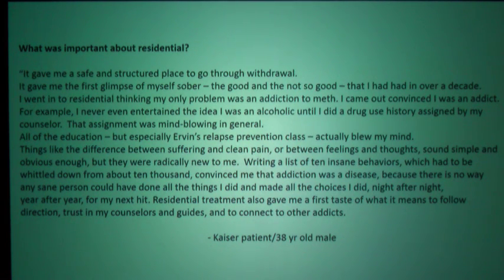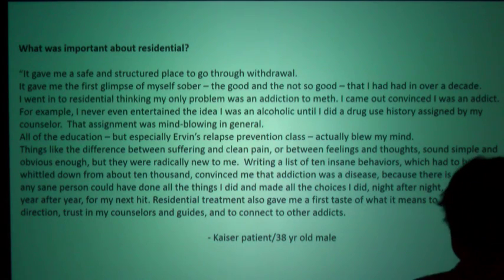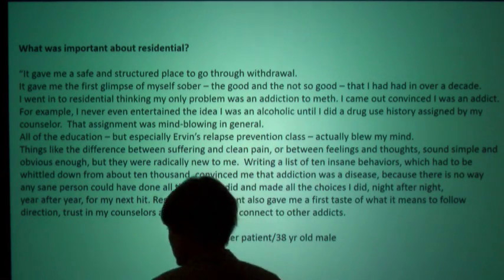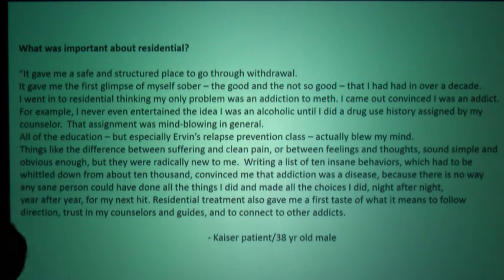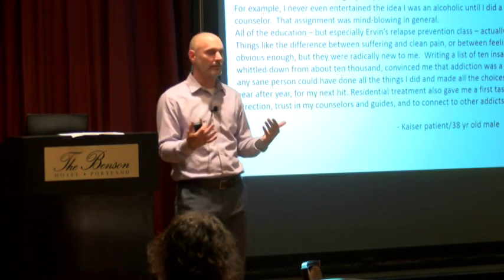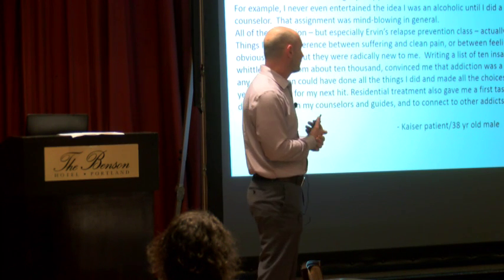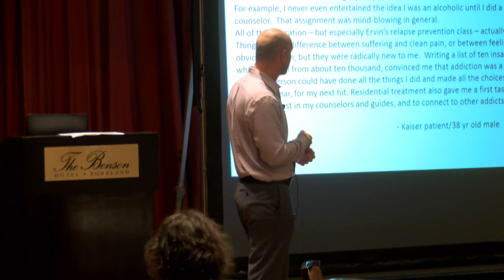Residential treatment also gave me a first taste of what it means to follow direction, trust in my counselors and guides, and connect to other addicts or people with issues. That's a huge one, right? To surrender. Now, this is a very type A person, incredibly accomplished in a myriad of ways. This is a very high-functioning individual, and for this person to surrender to the recovery process was huge, and he remains surrendered. He's an amazing example of someone pursuing recovery. It's been a joy to see.